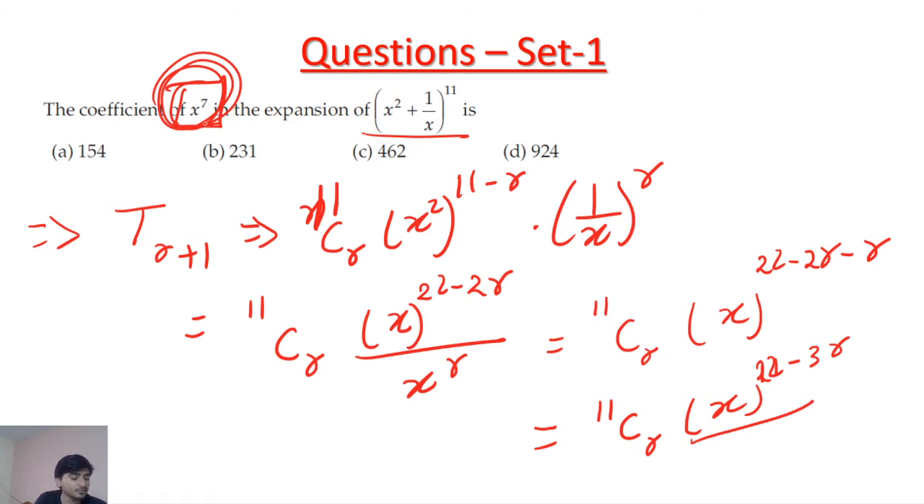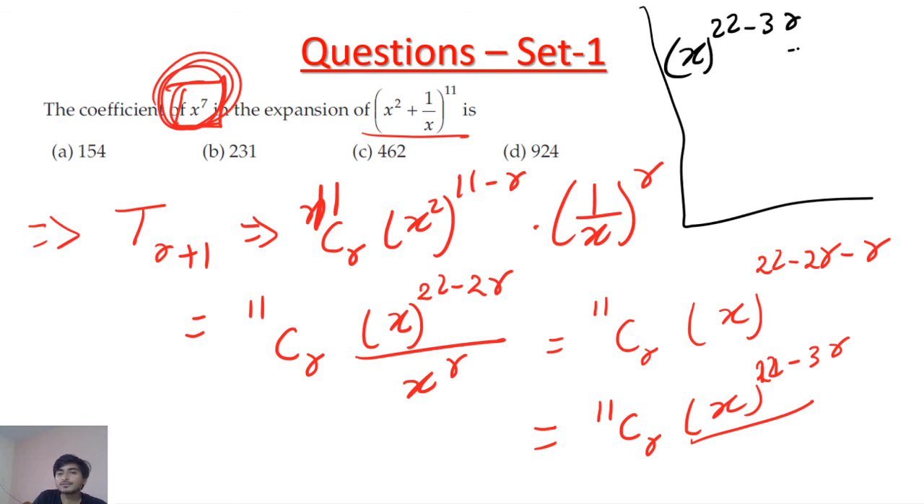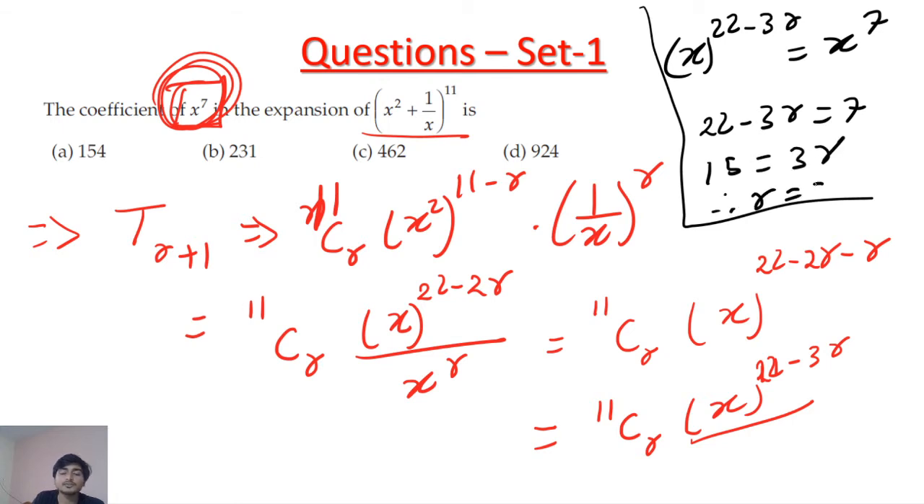It should be 7, right? So I can write x to power 22 minus 3r should be equal to x to power 7. So this means 22 minus 3r should be equal to 7, right? So I can solve and find the value of r. So 22 minus 7 will be how much? Right. Therefore r is equal to 5.